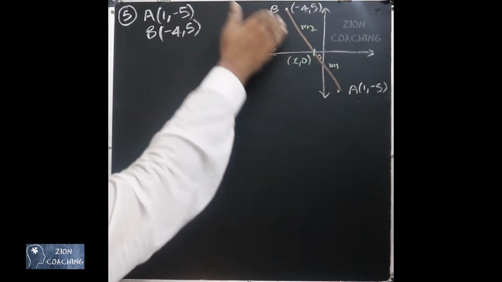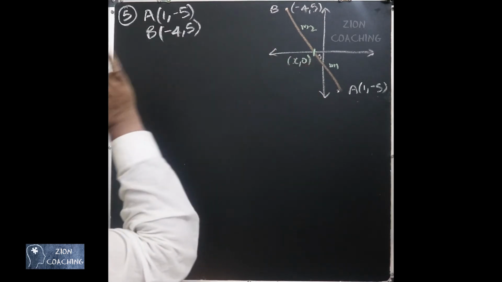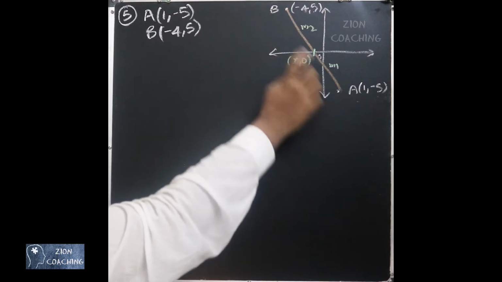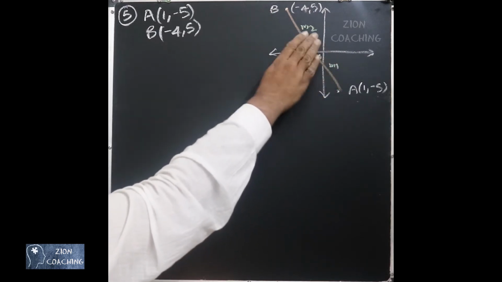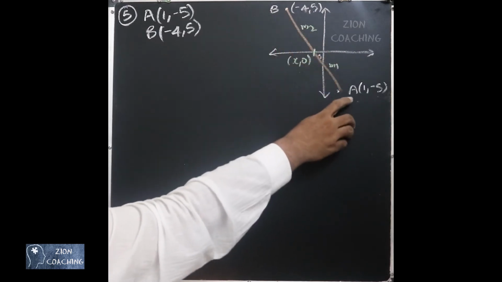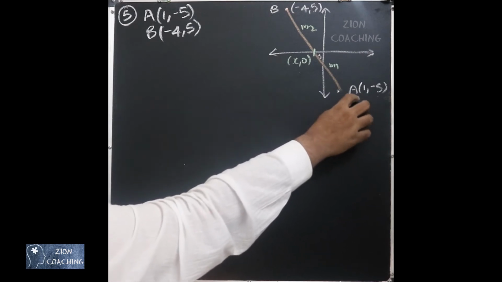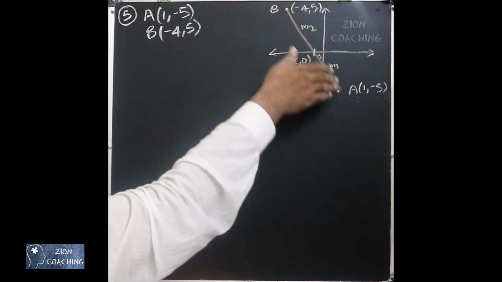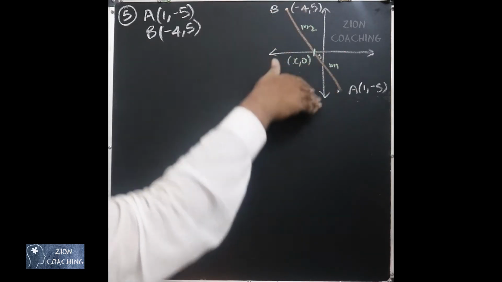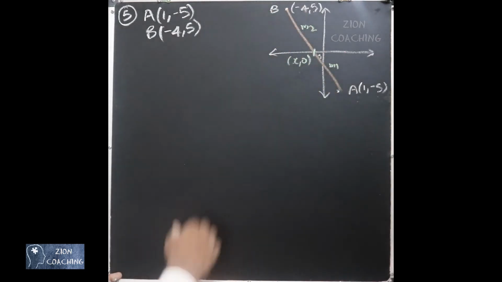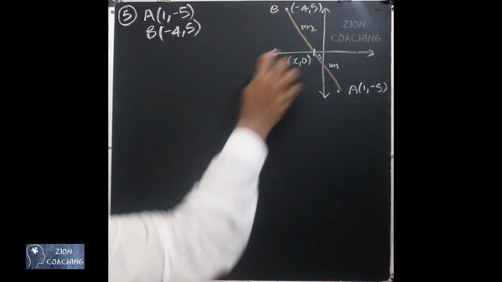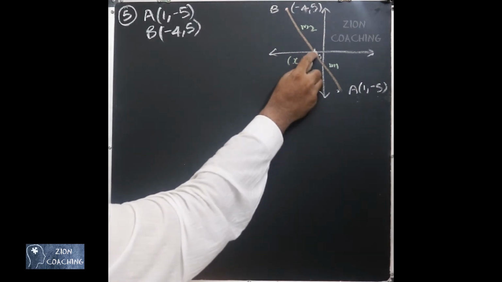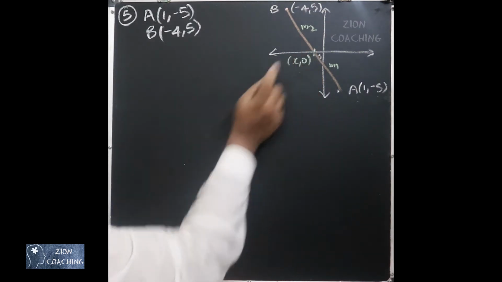I have just drawn this graph for your understanding. It is not necessary to draw this graph. I have drawn exactly how it will look in the graph. 1 comma minus 5 will be here and minus 4 comma 5 will be there. So your AB is this line. You can see that it is crossing the x-axis. It is touching at that point.